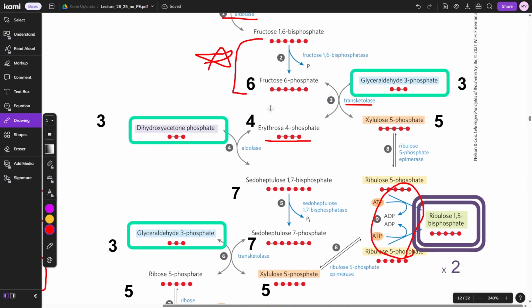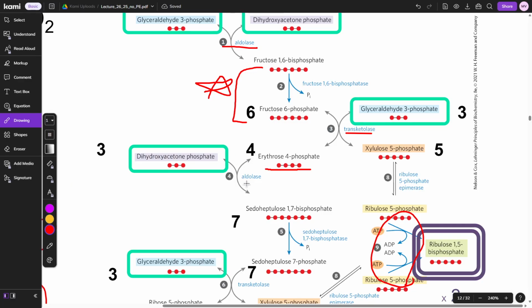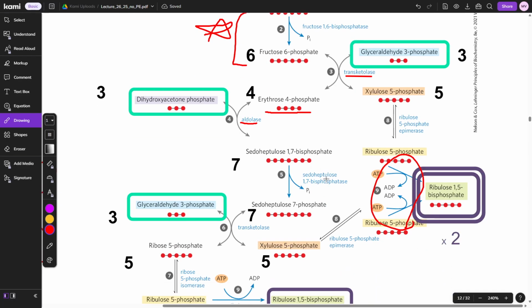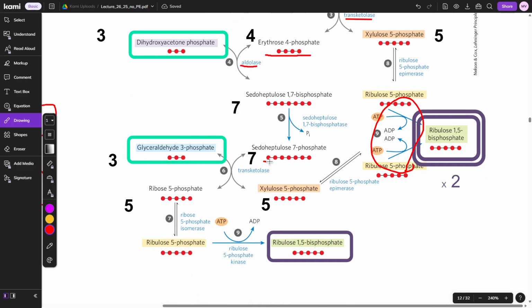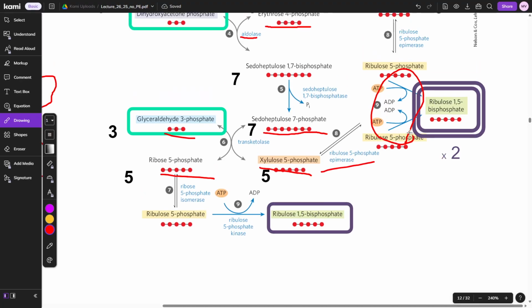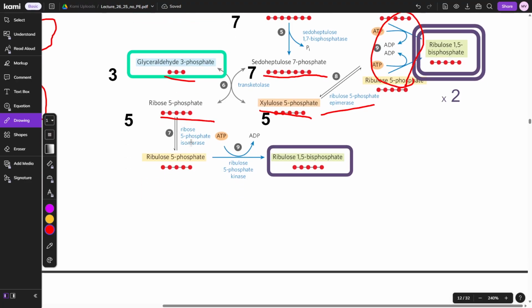And then for that, we're back here for another aldolase. We're taking a 3-carbon and a 4-carbon, and we're combining them into a 7-carbon. We remove a phosphate. We're here. We have a 7-carbon and a 3-carbon, which is 10 carbons. We do a transketolase. We end up with a 5 and a 5. We do the epimerase again here to make ribulose 5-phosphate, and then we kinase it. And then here we have a ribulose 5-phosphate. I isomerize it because this is the aldose form. We turn it into the ketose form. And then we add ATP to it, right?